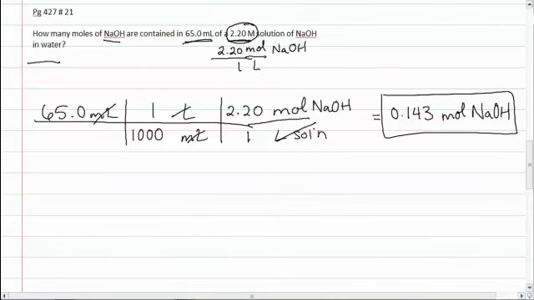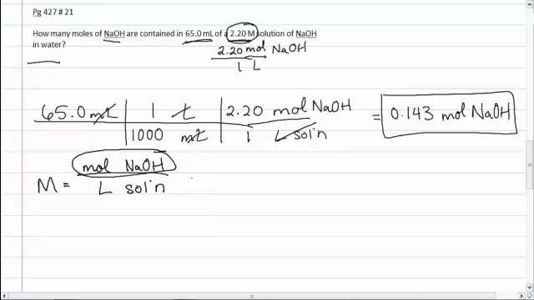Again, if you wanted to do this with the equation, we would have molarity equals moles of NaOH per liters of solution, so volume in liters. In this case, we're solving for moles, so we need to multiply both sides by L. So we get mole NaOH equals molarity times the volume of solution in liters. So that equals the 2.20 moles that we had per liter, which is our molarity, and we multiply that by our volume, but we have to convert that volume to liters.